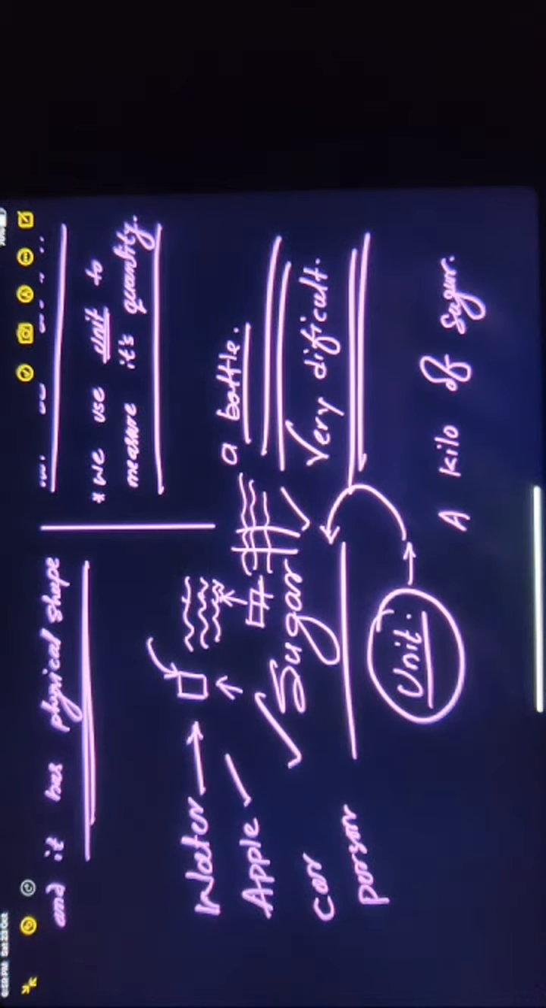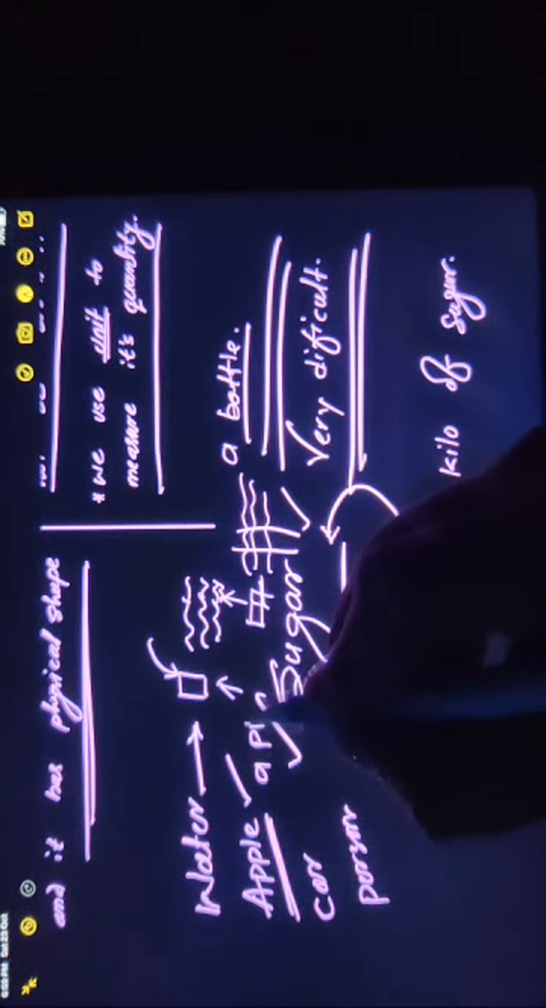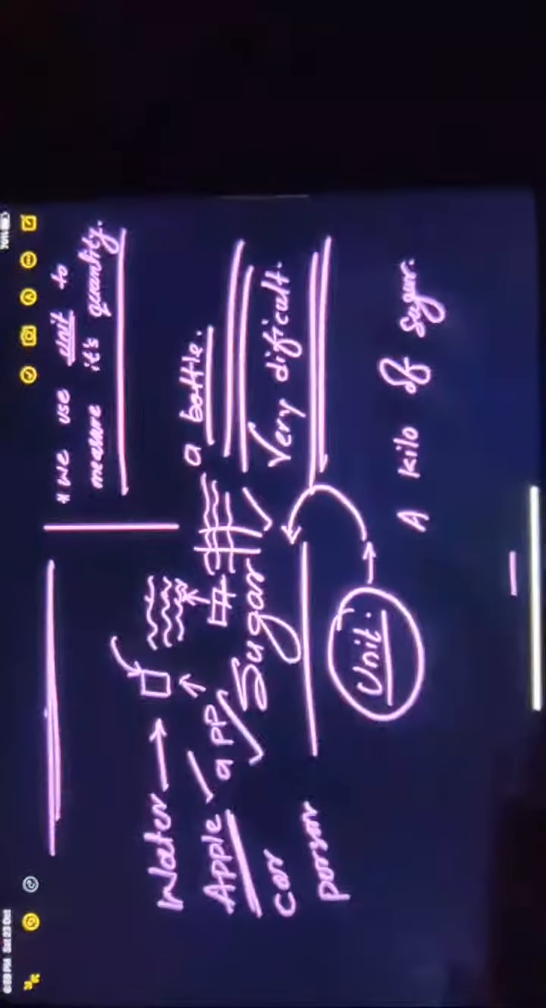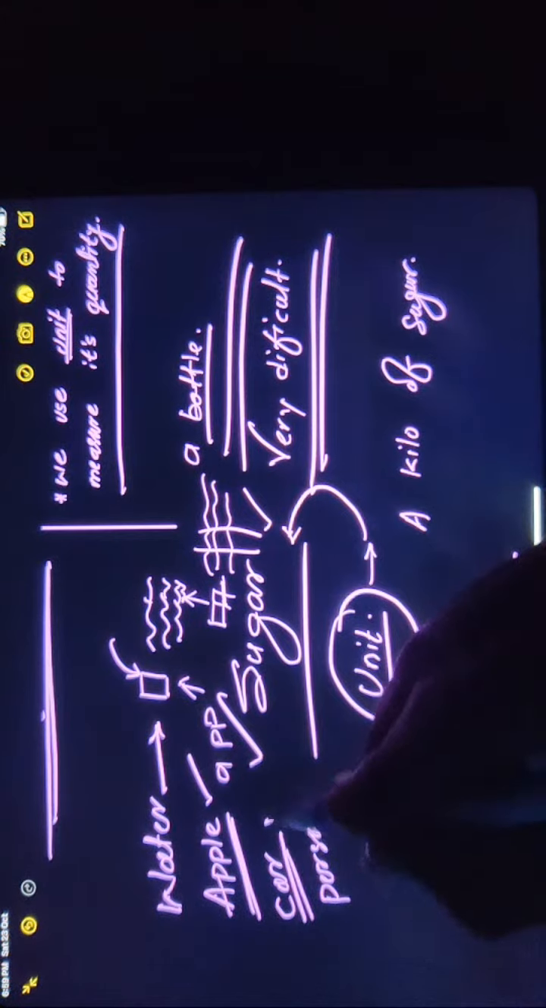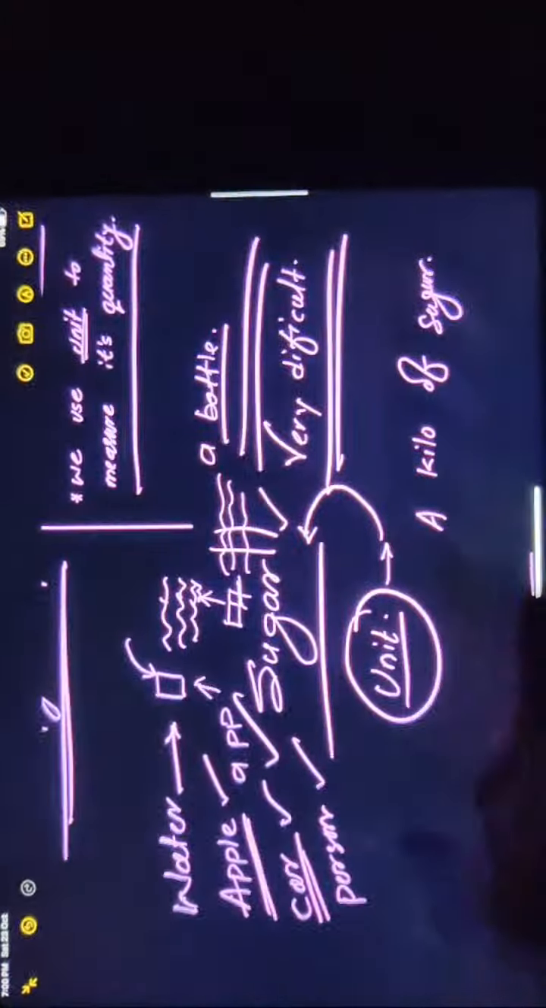If we talk about an apple, yes, you can count this, and that's why it becomes countable. One apple, two apples, three apples, four apples, a dozen apples. In the same way, we can count a car, we can count a person. So these are countable nouns.